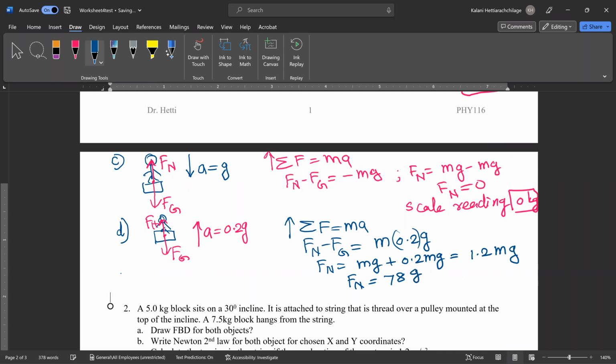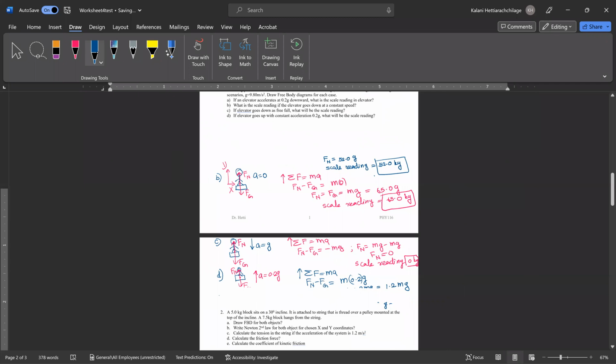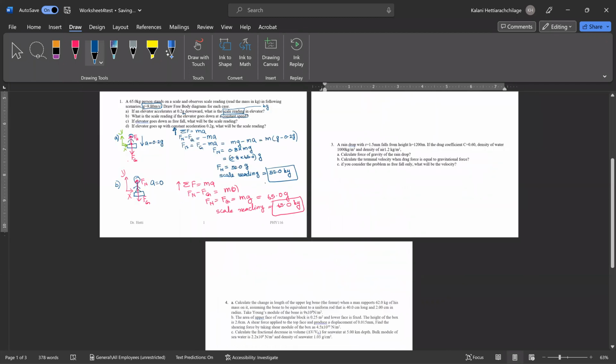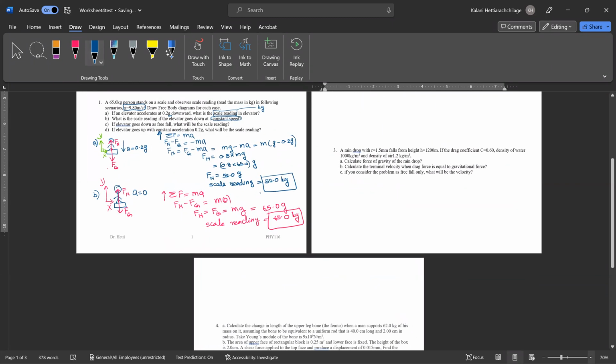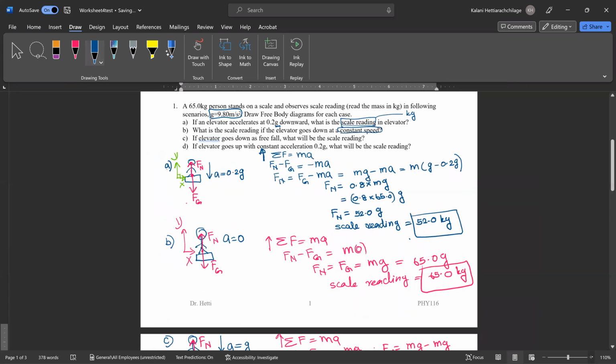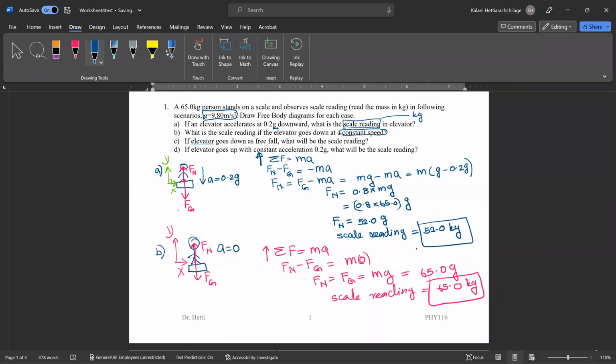So that means the scale reading is 78 kilograms. Okay, so in this problem, I want you to see how the scale reading is changing according to the elevator going up, down, at constant velocity, or in free fall.